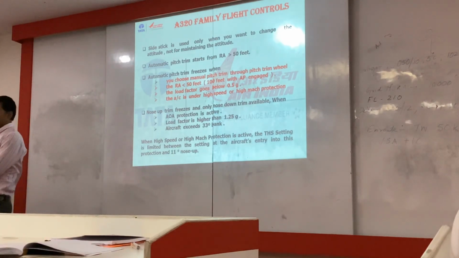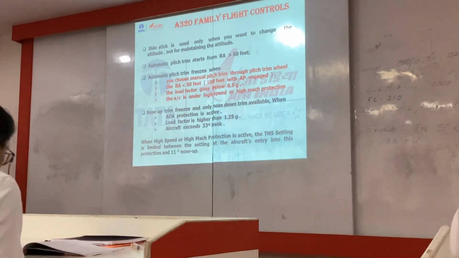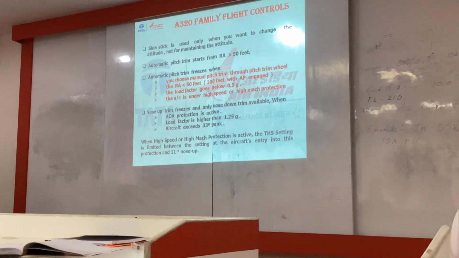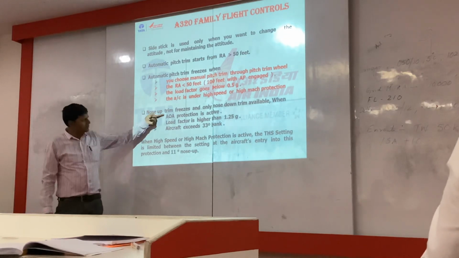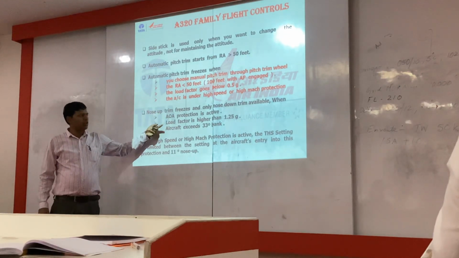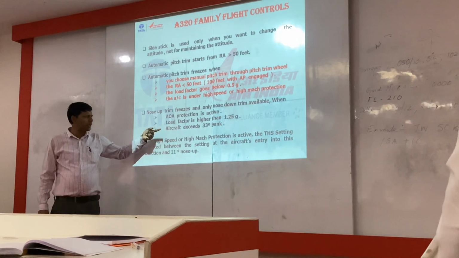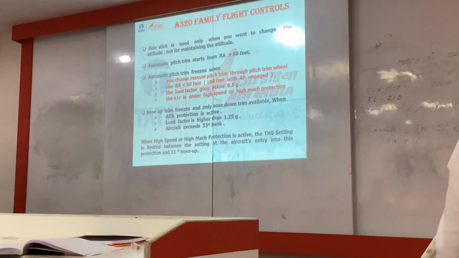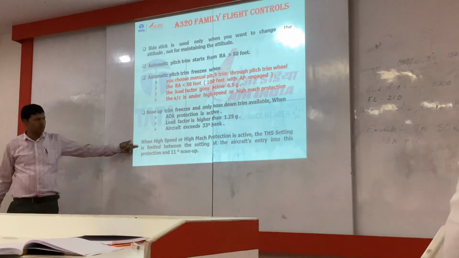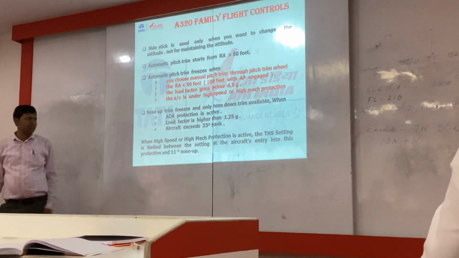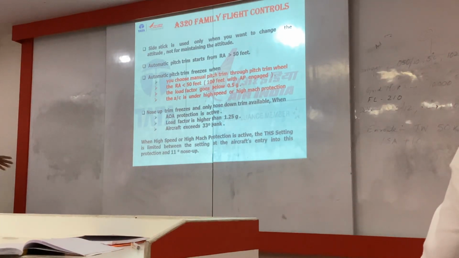Again the same concept. Nose up, why have they frozen it? If you are going up, your speed is going to reduce because energy is conserved. You will try to utilize that energy and that will compromise your speed. So in order to protect that, they freeze nose up trim. When load factor is higher than some value, 1.25, or the aircraft exceeds 33 degrees bank, under these conditions only nose down is available, not nose up. When high speed or high Mach protection is active, THS setting is limited between the setting and the aircraft entry into the protection.